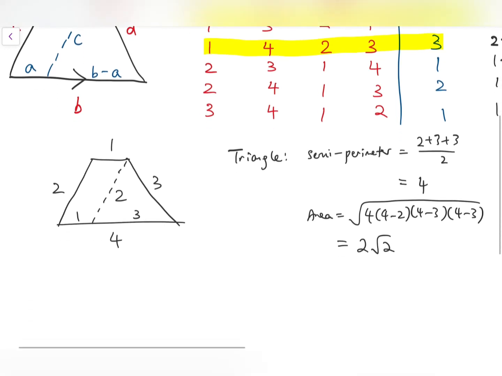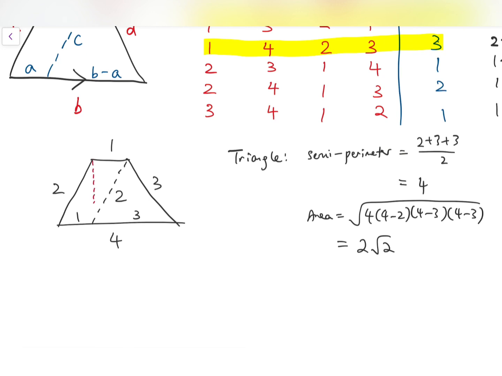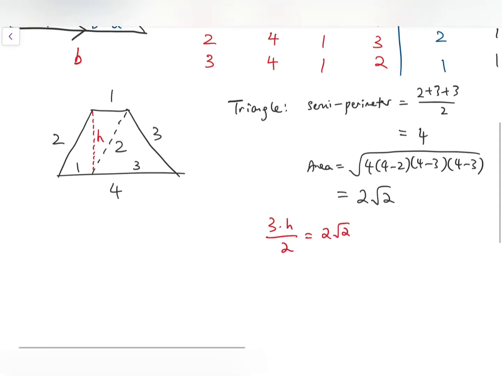Now, for the parallelogram at the side, we need to find the so-called height. Say this one. But we do not have that yet. So we're going to make use of the triangle again to find the length of the red dotted line. Let h be the length of that dotted line. Then we know that 3 times h over 2 equals 2 times root 2. So h becomes 4 times root 2 over 3.